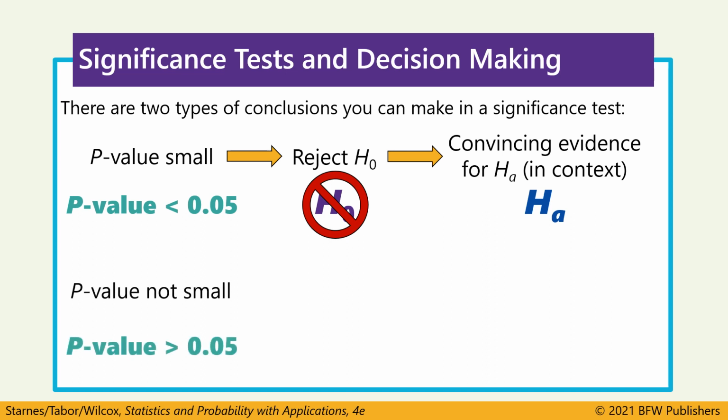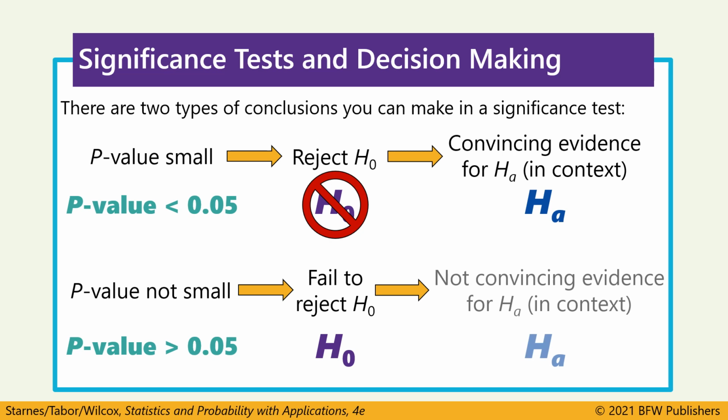The other conclusion we can make is when the p-value is not small. In this situation, the result that we observed in our sample is at least somewhat likely to occur by chance. And for this situation, we would fail to reject the null hypothesis, meaning that we don't have convincing evidence that the alternative hypothesis is true.